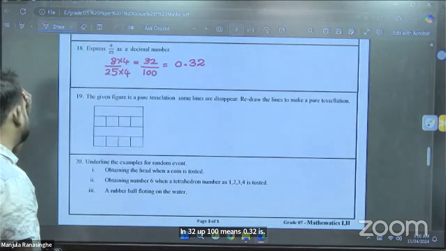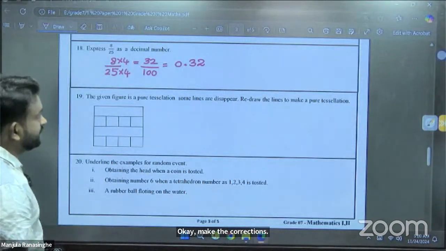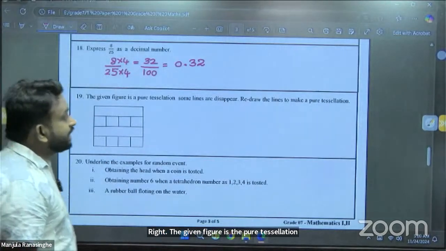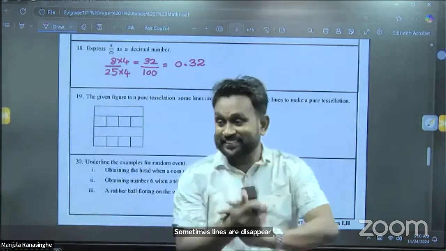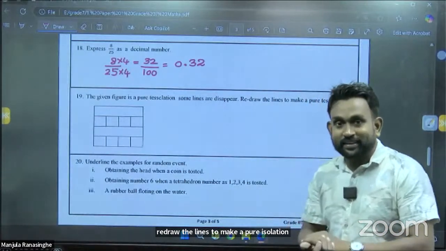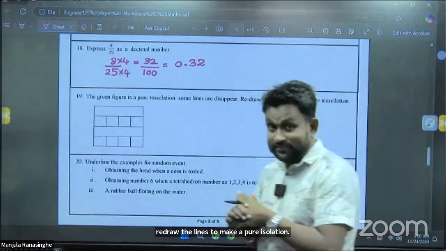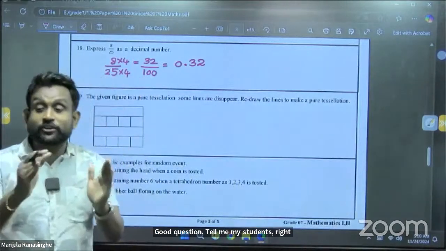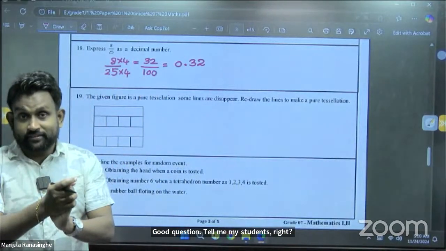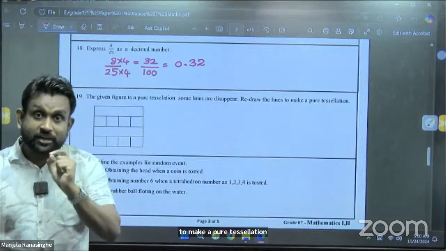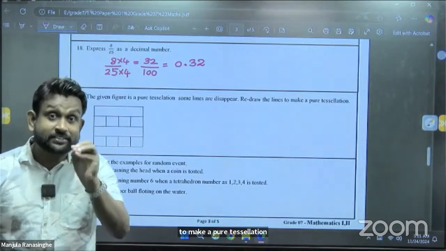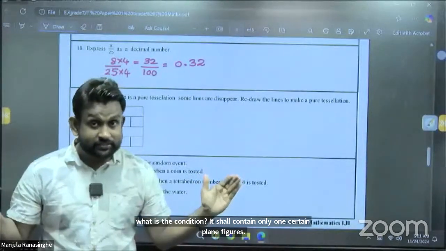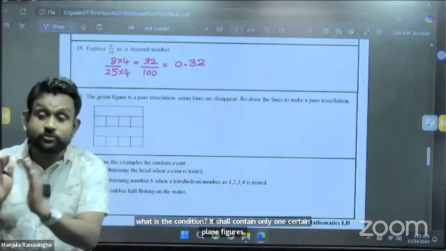Right, the given figure is a pure tessellation. Sometimes lines disappear. Redraw the lines to make a pure tessellation. Good question. To make a pure tessellation, what is the condition? It shall contain only one certain plane figure. It cannot contain more than one figure. Same figures should be there.